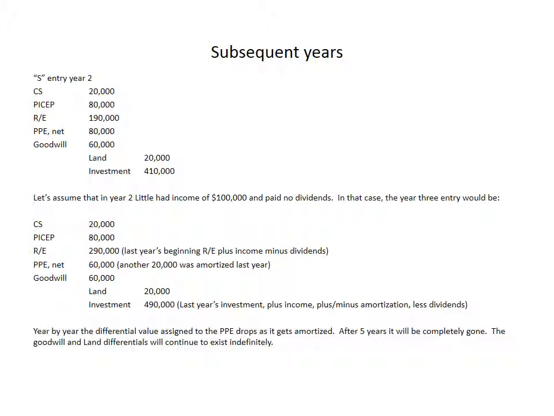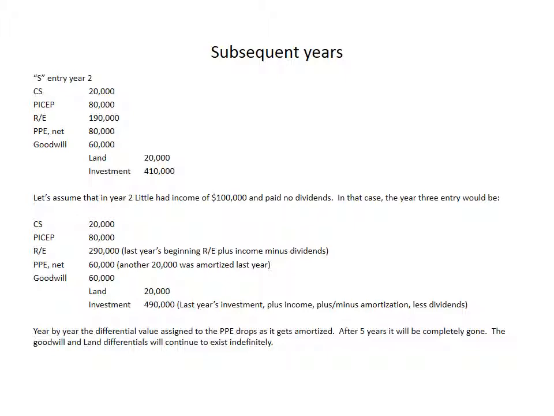Let's assume that in year 2, Little had income of $100,000 and paid no dividends. So this will establish exactly what we have at the beginning of year 3. At the beginning of year 3, we would eliminate the beginning of year Little equity accounts. Again, common stock and paid-in capital, still $80,000. Little's retained earnings is now up to $290,000. Again, it was $190,000 last year, plus their income of $100,000 minus 0 dividends.